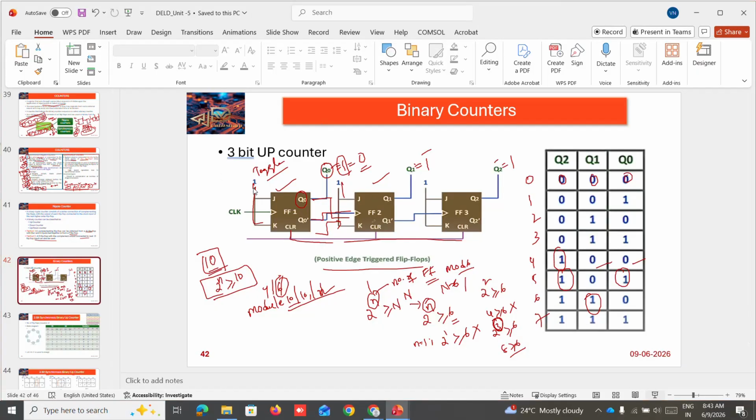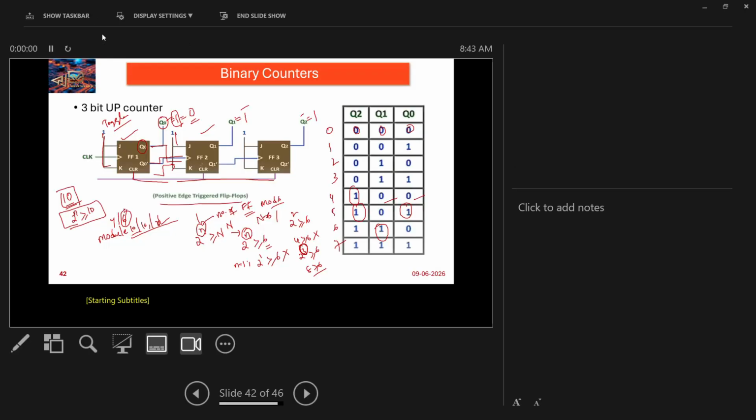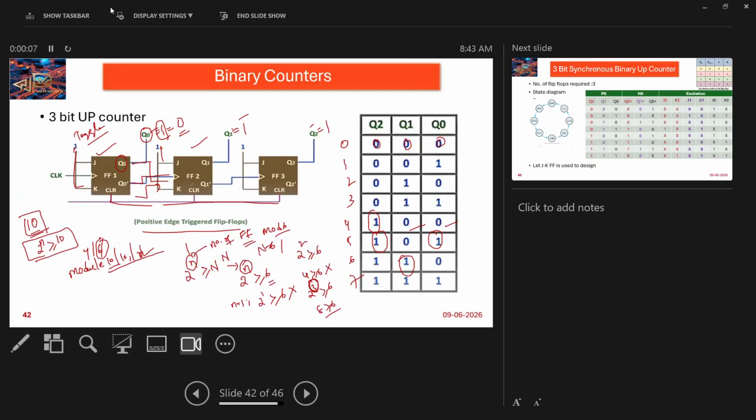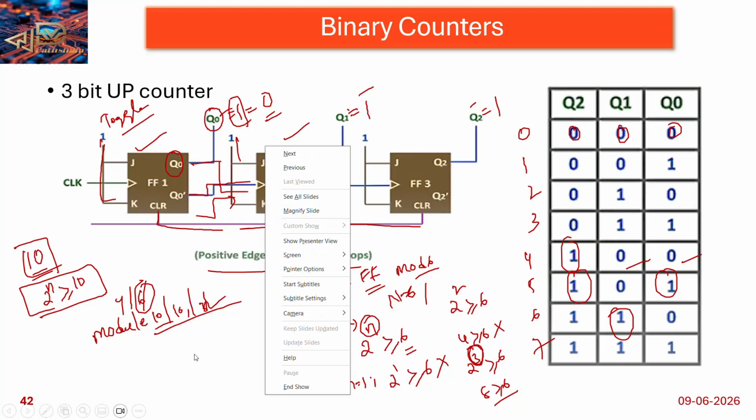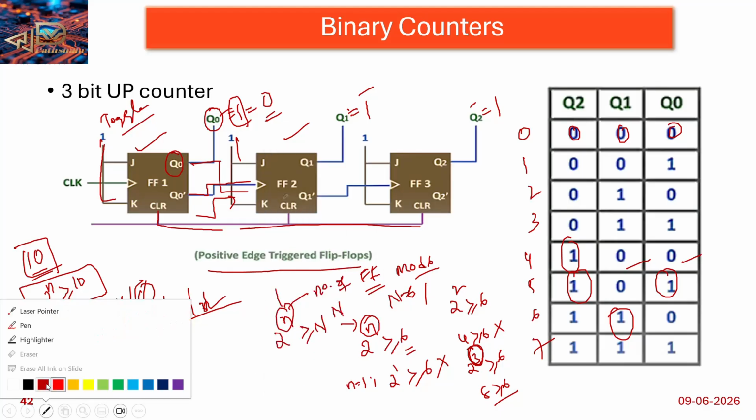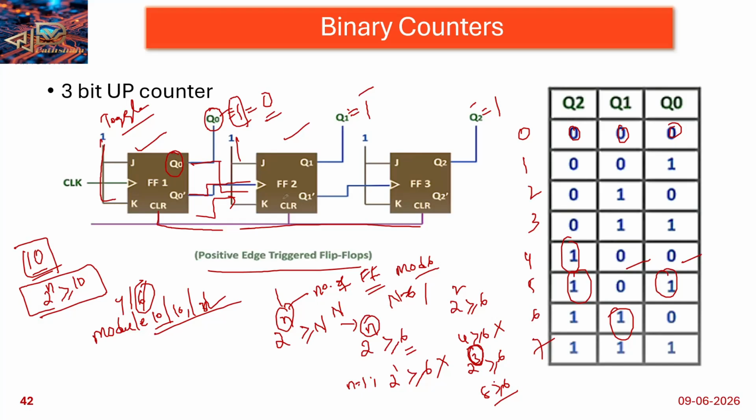So 4 flip flops required, right? So 2 power 4 greater than or equal to 10. 2 power 4 is what? 16, right? Up to 3 you can consider, previously we have calculated, right? Up to 3 you have considered, 8 greater than or equal to 10, condition wrong. 6 is changed to 10. So 2 power 3 greater than or equal to 10, condition wrong. Then 2 power 4 greater than or equal to 10, so 16 greater than or equal to 10.